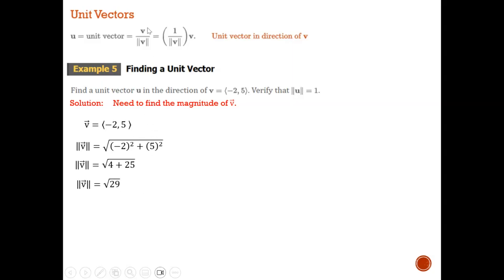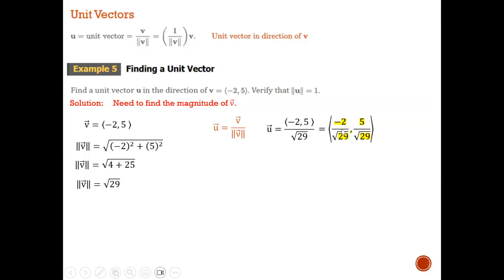Now I've got the vector and I've got the magnitude. So it's going to be the vector itself, which is -2, 5, over the magnitude. Then we can separate them. It's the same thing as 1 over the square root of 29 times vector -2, 5, which will give us -2 over the square root of 29 and 5 over the square root of 29.